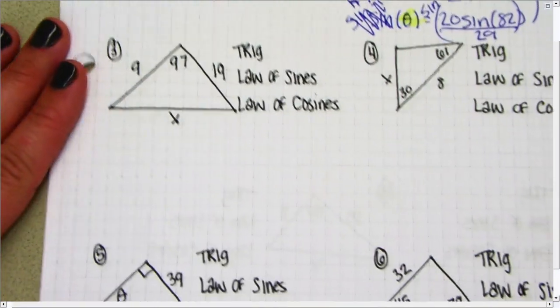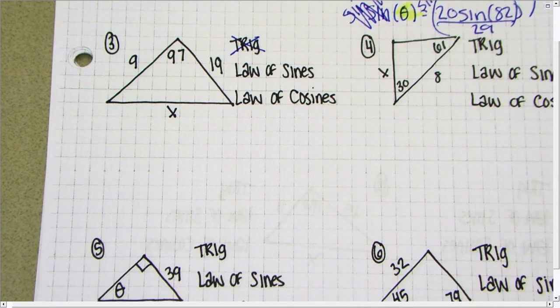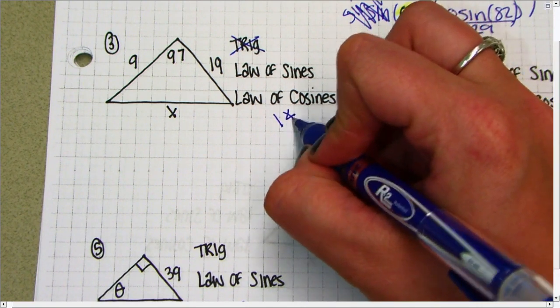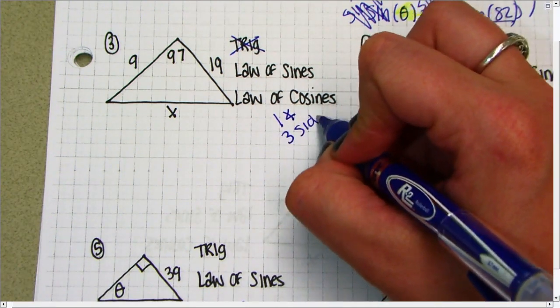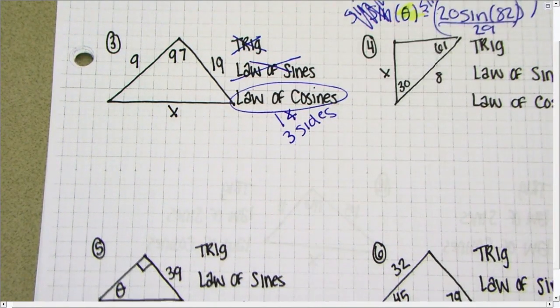All right, next one. I see no 90-degree angle, so trig is out. Then I also see three sides and one angle, which is the requirement for law of cosines. The law of cosines requirement is that you have one angle and you have three sides. So law of sines is out and law of cosines is in.